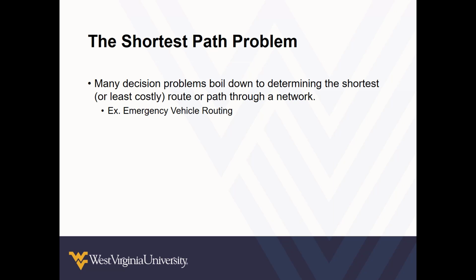So many problems really boil down to determining the shortest or least costly route or path through a network. And one very practical application of this is emergency vehicle routing. If you need a fire truck or an ambulance, you want it to get to you as quickly as possible. Or if you're awaiting important medication or maybe an organ transplant, you want that to get to you pretty darn quick.